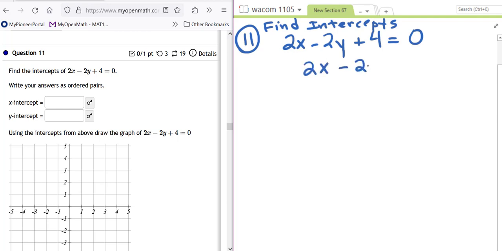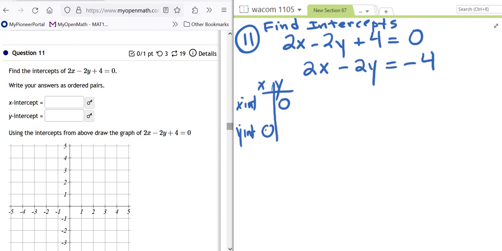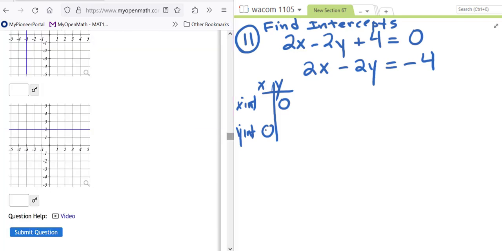So 2x minus 2y equals negative 4. Then you're going to plug in your zeros. You have to remember x-intercept gets 0 in the y, and y-intercept gets 0 in the x. So this is just a hint to start, and then for x-intercept, you're going to put 0 in the y, and then do the math. For y-intercept, you're going to put 0 in the x. Okay. Get those two, and then draw the graph. So I'm going to skip that, but that was your hint.